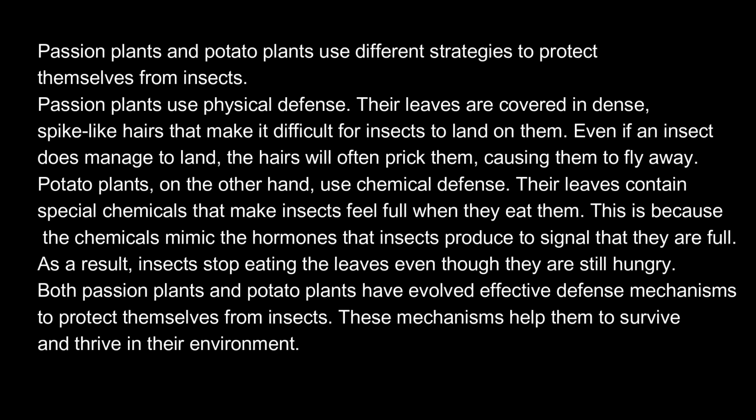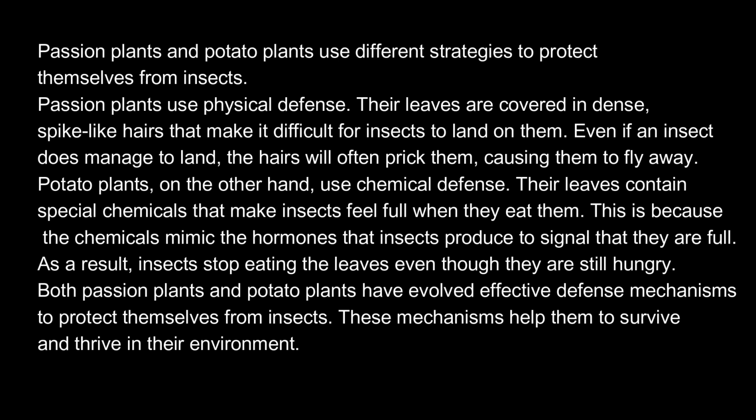Passion plants and potato plants use different strategies to protect themselves from insects. Passion plants use physical defense. Their leaves are covered in dense, spike-like hairs that make it difficult for insects to land on them. Even if an insect does manage to land, the hairs will often prick them, causing them to fly away.